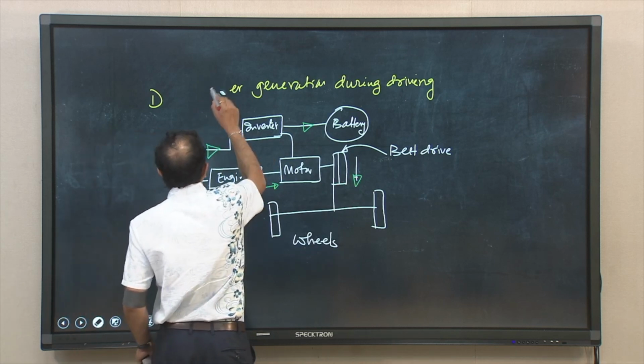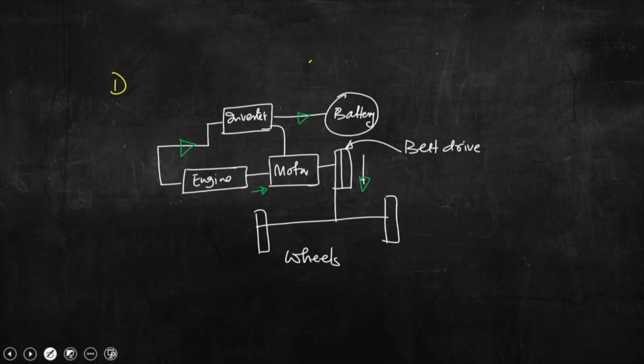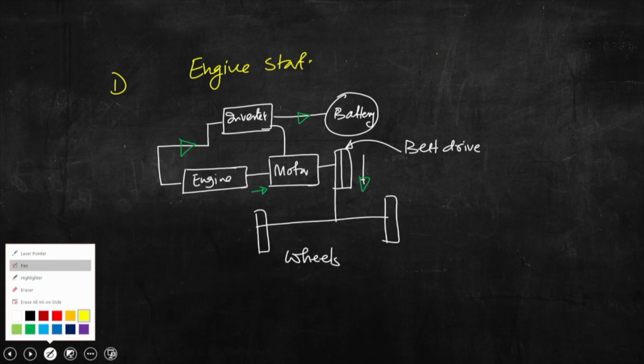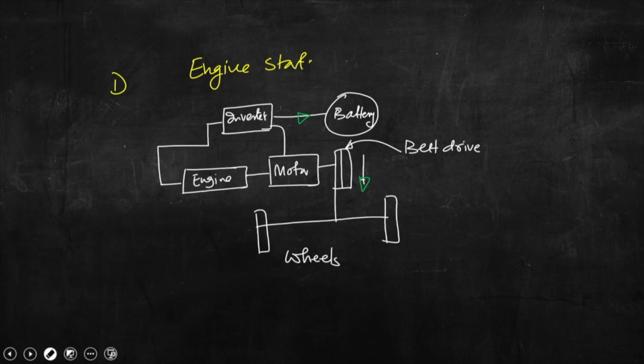Next we shall go for engine start. Let me erase the arrow directions. Now in this case, the battery will supply power to the inverter, the inverter will supply power to the engine, also to the motor, and then through the belt drive, and finally it will drive the wheels. So, this is engine start, when you need to start the engine.